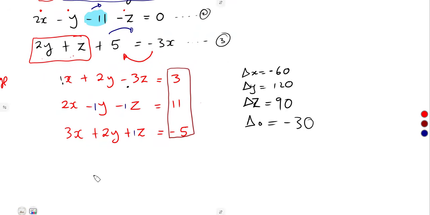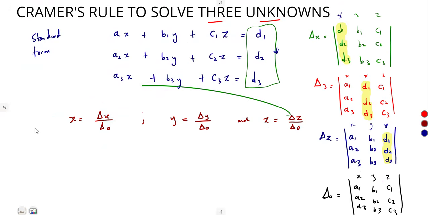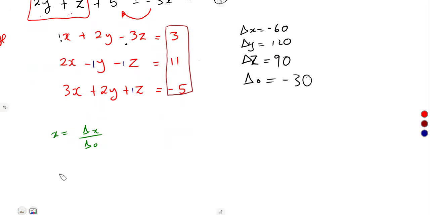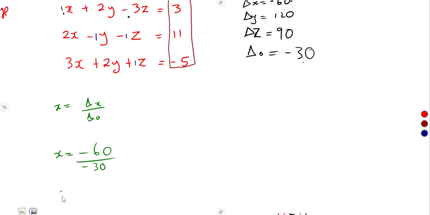Using Cramer's rule, it states that X is equal to what? Delta X over delta naught. Remember our formulas as before. So our X is going to be delta X, negative 60, over our delta naught, negative 30. And that gives us a positive 2. So we've got the exact value of X. X is equal to 2.